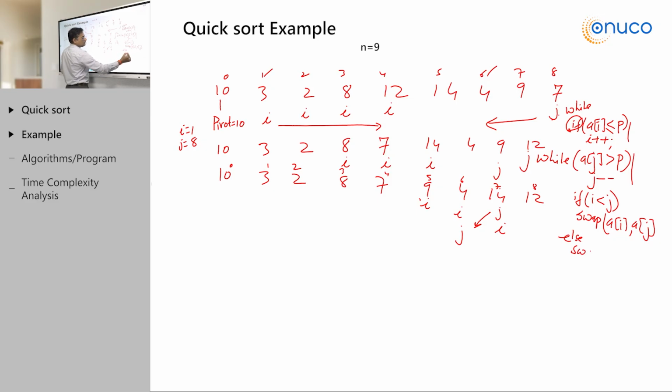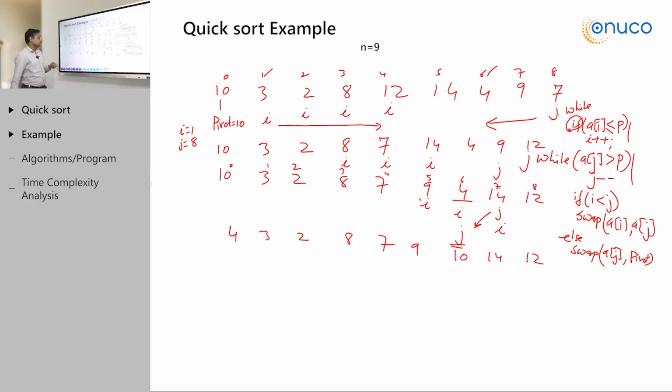In that case, if i is not less than j, then swap between A of j and the pivot element. So A of j is here, pivot element is here. We need to do the swapping between A of j and the pivot element. In that case, what will we get? Here will be 4, 3, 2, 8, 7, 9, and here is 10, 14, 12.